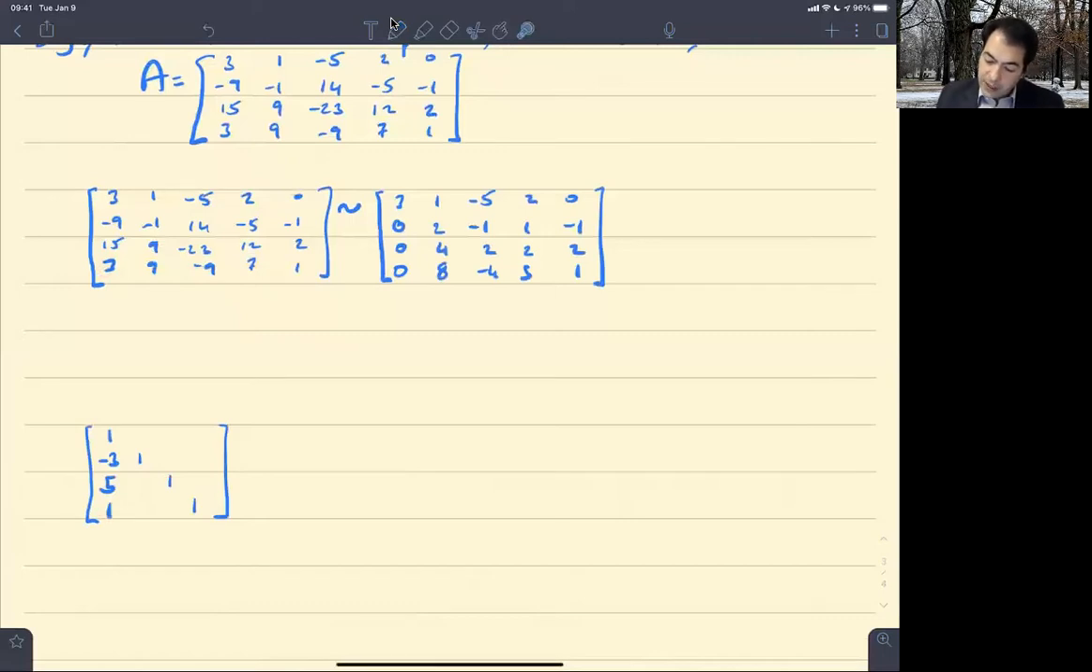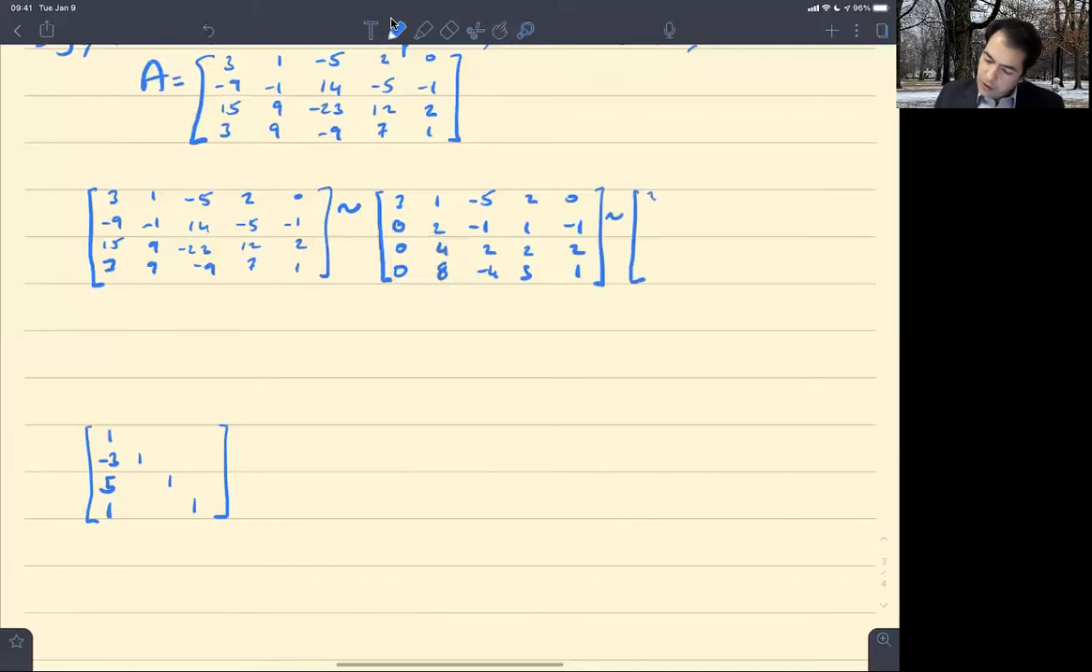Okay, excellent. So now I'm happy with the first column. So now I'm going to go with the second column. And fortunately, I still have a non-zero entry here. So my pivot is on the diagonal. I can use that to clean up its column.